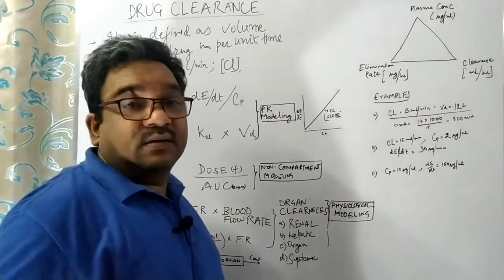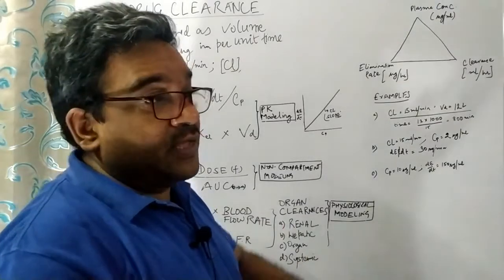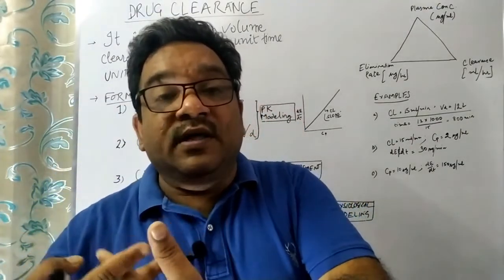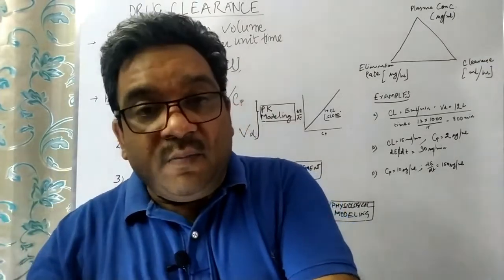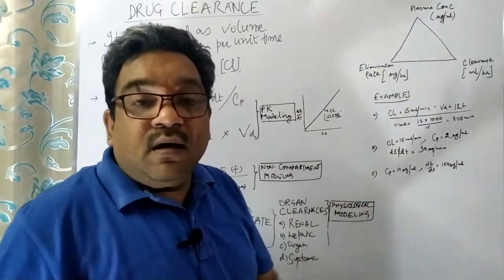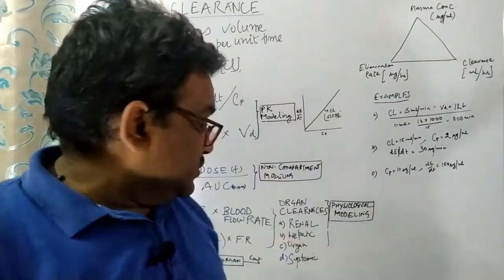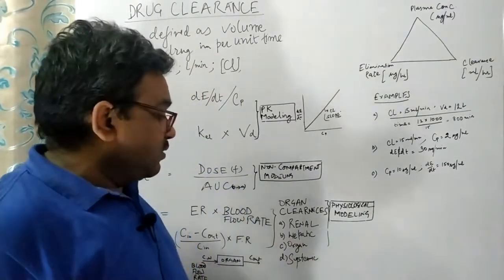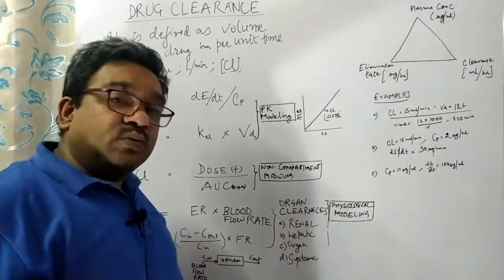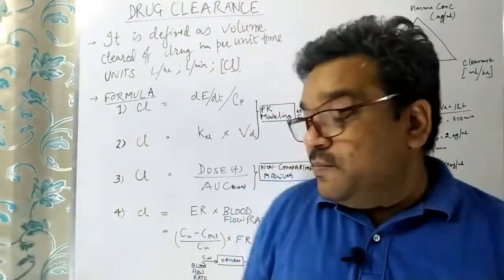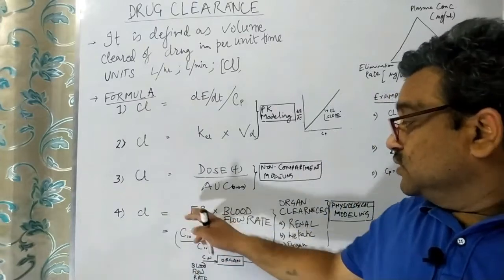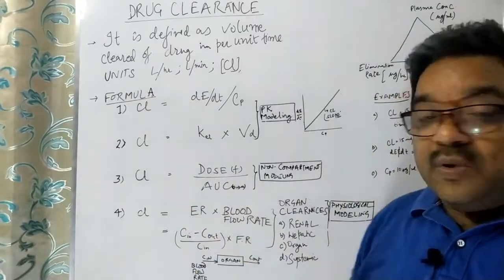We can say that the total systemic clearance is the quantity of the drug which is cleared from multiple organs like the lung, kidney or liver. A number of other organs are also there, so we get the total clearance. In each case, clearance is measured by the extraction ratio multiplied by the blood flow rate or perfusion rate.